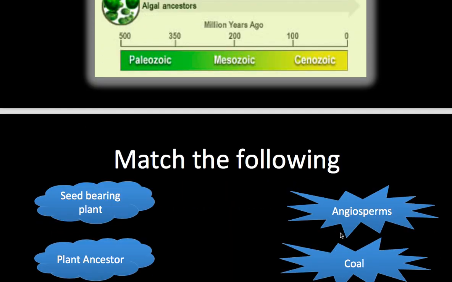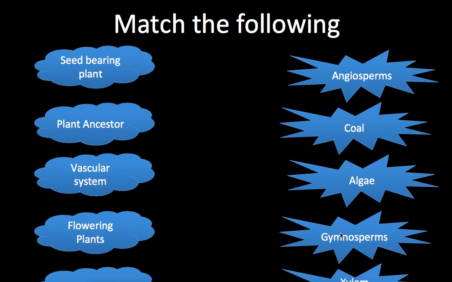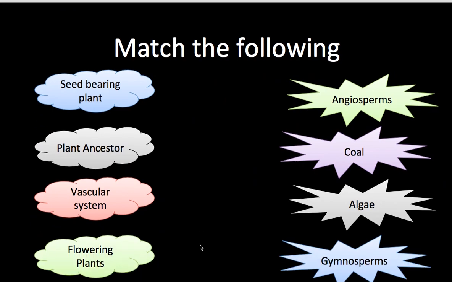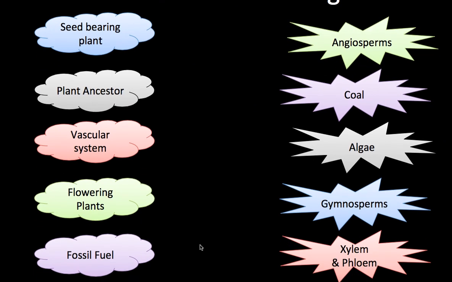Let us see what we have learned today. This is a match the following. We have 5 points here and the options are seed bearing plant, plant ancestor, vascular system, flowering plants, fossil fuel. Let us find out the correct option. Here we go. Seed bearing plants, gymnosperms. Plant ancestor, algae. Vascular system, xylem and phloem. Flowering plants, angiosperm. Fossil fuel, coal.